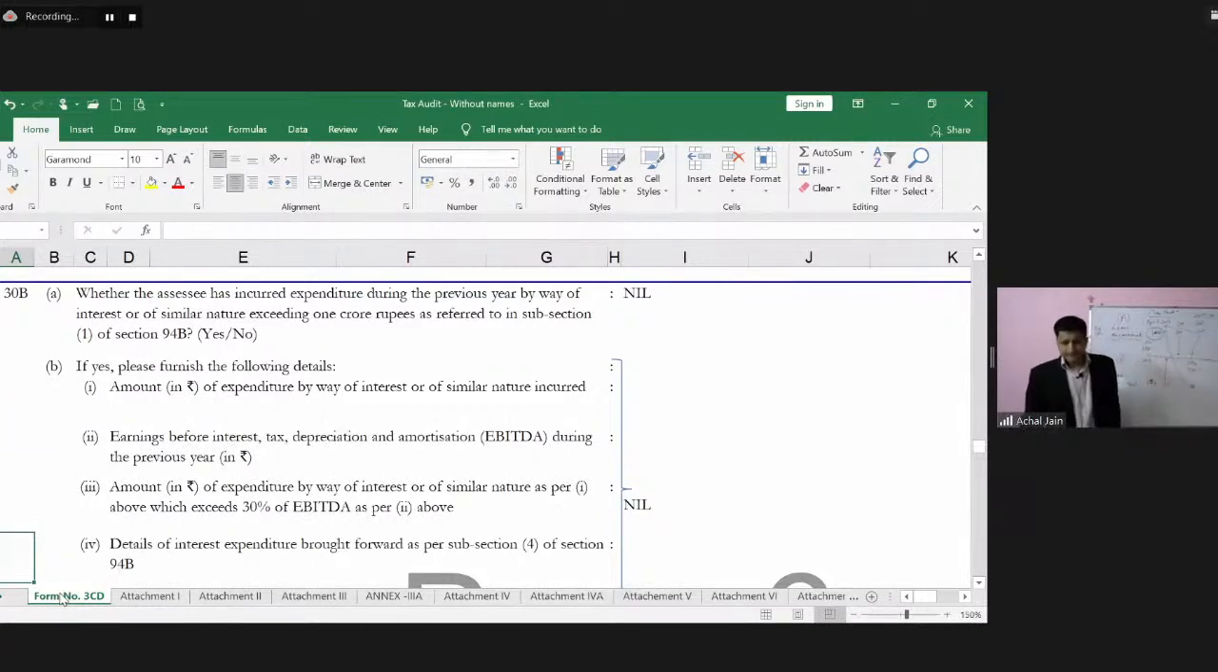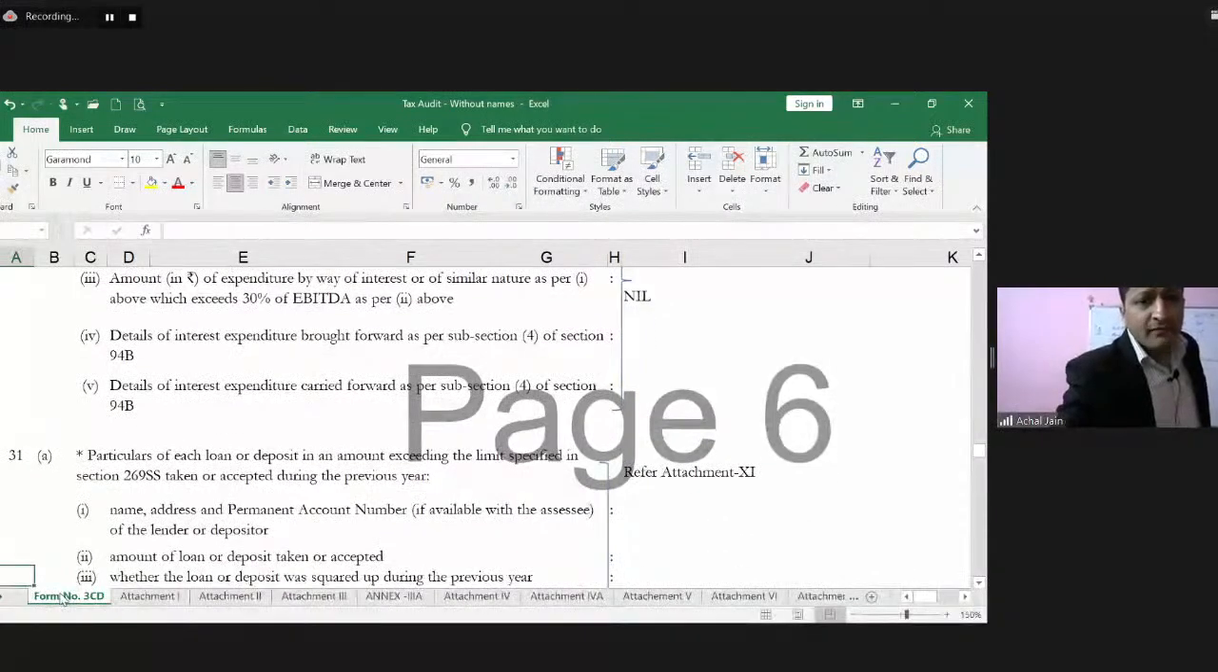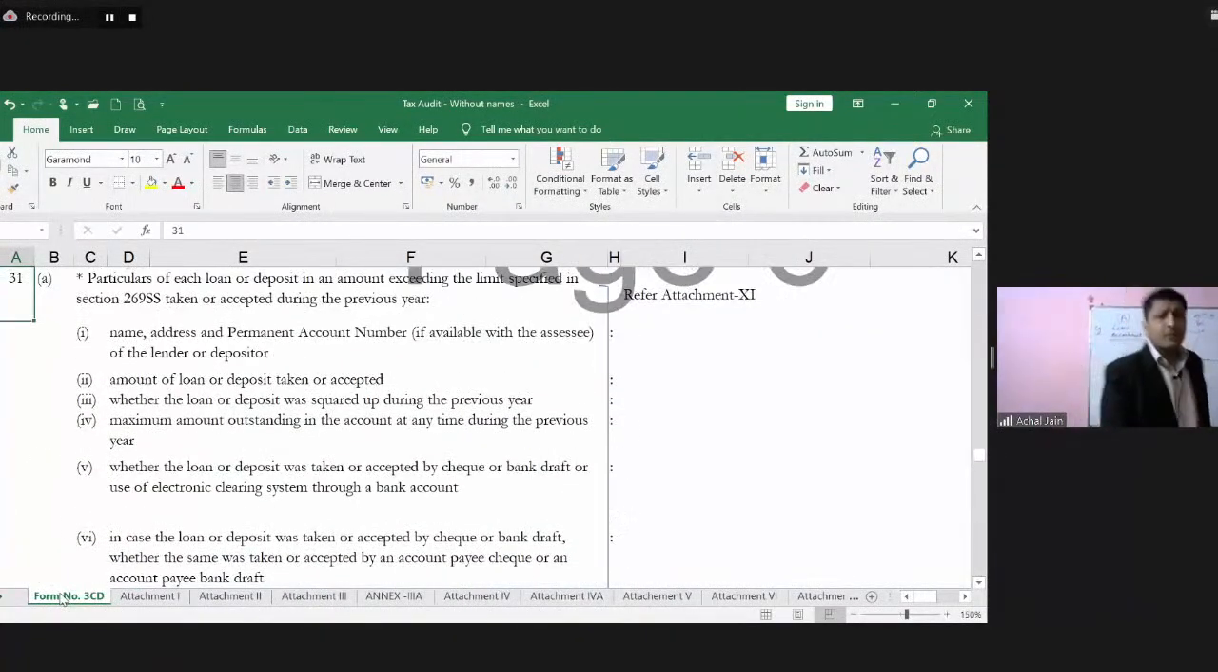Okay, and that will also be the evidence which the auditor would get for the purposes of his testing. Similarly, if the assessee has got any expenditure during the previous year which is in the nature of interest or something of similar nature which exceeds 1 crore rupees as per section number 94B, then all of these reportings are required to be given. So once again, the auditor will have to go as per the requirements of section number 94B, and when going through them, he will have to look at the expenditure of interest or similar nature which is crossing this 1 crore.